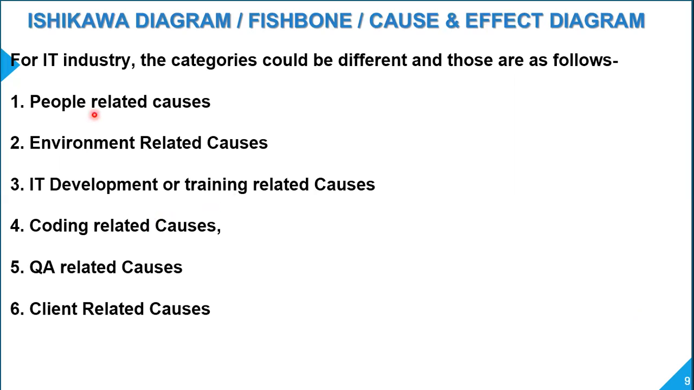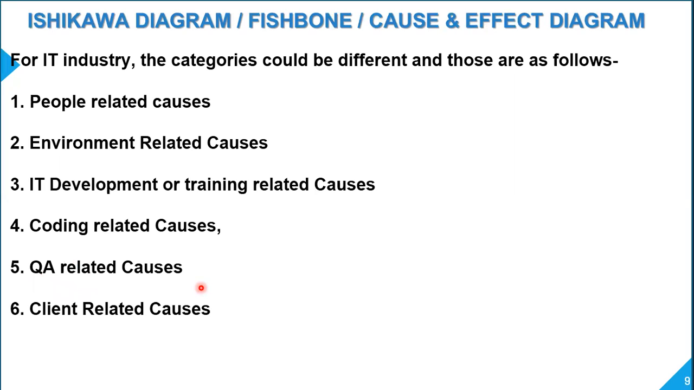So first, people related; second, environment related, meaning software environment related, not external environment. Third is IT development or training related causes. Fourth is coding related causes. Are there any causes associated with the coding? That's the 4th one. 5th is QA, your quality assurance team. Are there any issues or challenges or causes which lead to impact the software development metric? Those will come under QA related causes.